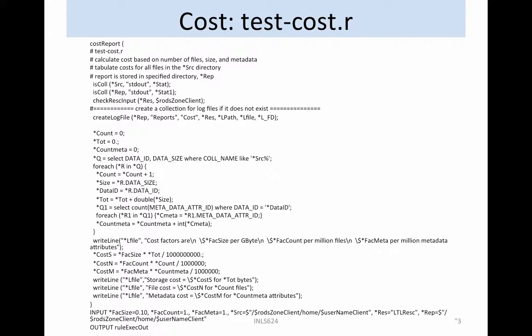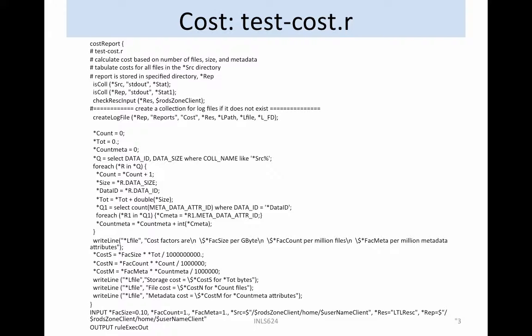Additional input parameters are used to identify your home collection, star src, the storage resource where the results will be saved, star res, and the location where the results will be saved, star rep. The rule checks the input collection locations and the storage resource and then creates a log file.